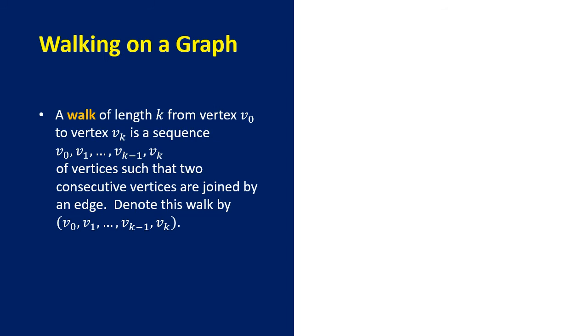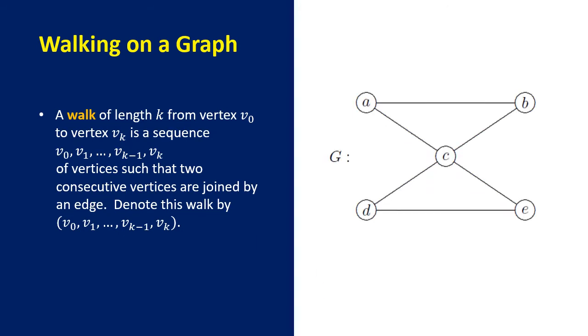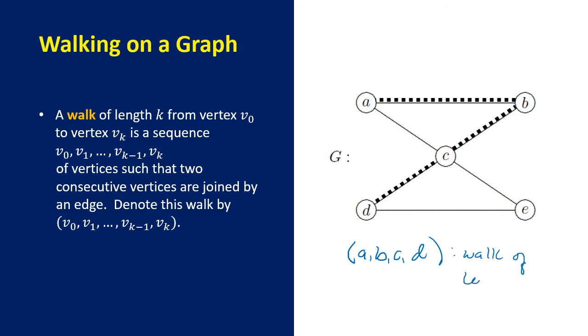Okay, walking on a graph. What is a walk? A walk of length K is just a sequence of vertices such that 2 consecutive vertices are joined by an edge. So for example here, this is a walk: A, B, C, D. This is a walk of length 4. Oops, I'm sorry, of length 3. Okay, so we're actually counting the number of edges.